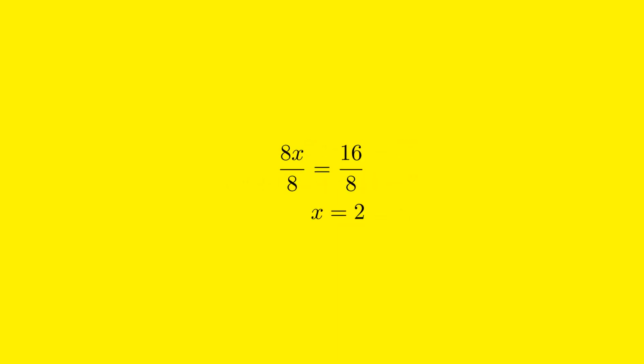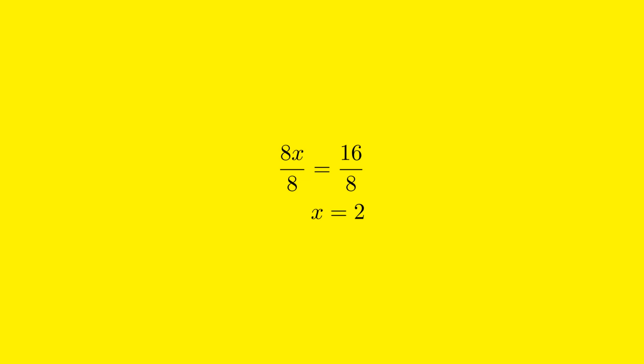Step 2. Divide both sides of the equation by 8. Now our equation is 8x equals 16. Next, we want to isolate the variable x. Since x is currently multiplied by 8, we can do the opposite of multiplication, which is division, to get x by itself. Let's divide both the left side and the right side of the equation by 8.